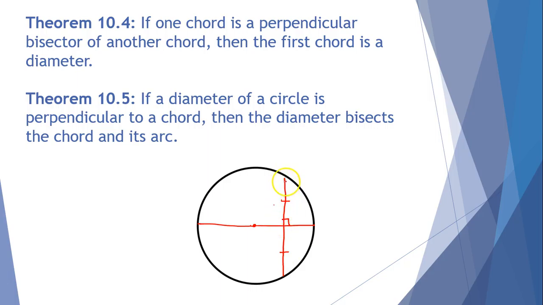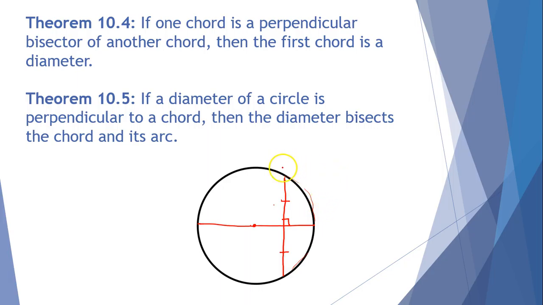So like I have marked here already, these two segments are congruent to each other. And also the chord and its arc are bisected. So right here, this arc here and this arc here are going to be congruent to each other.